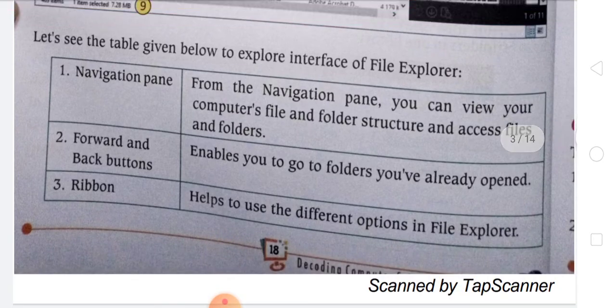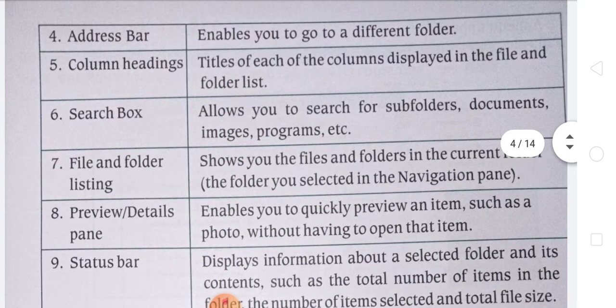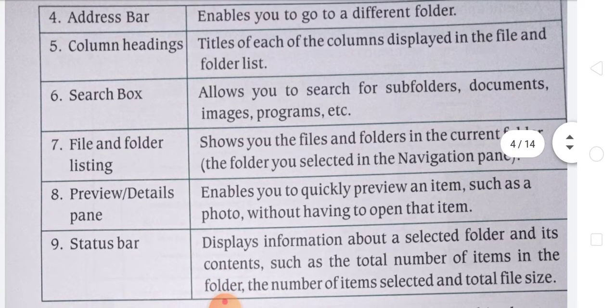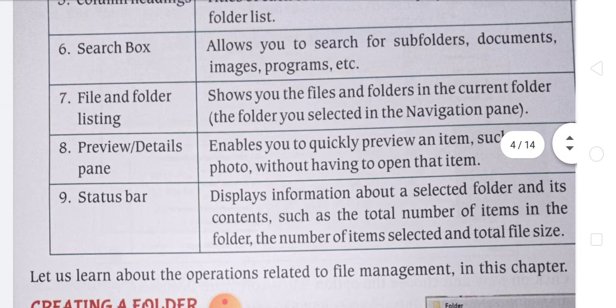And the last one is the ribbon, which helps you to use the different options in File Explorer. The next one is the address bar, the fifth one is the column heading, and the sixth one is the search box and file folder listing, and then the preview and details pane and the status bar.